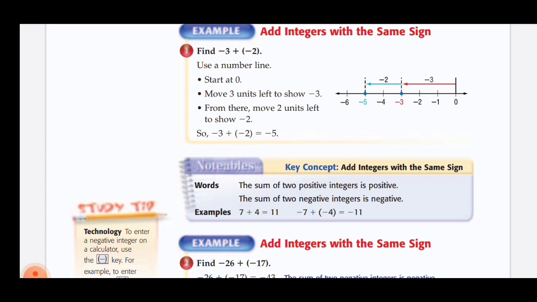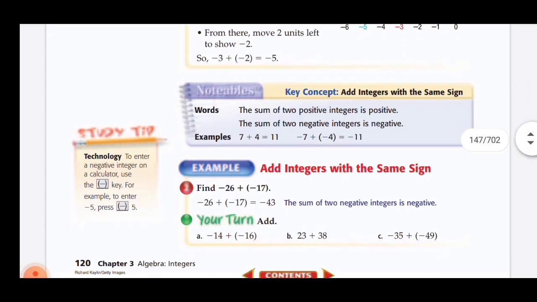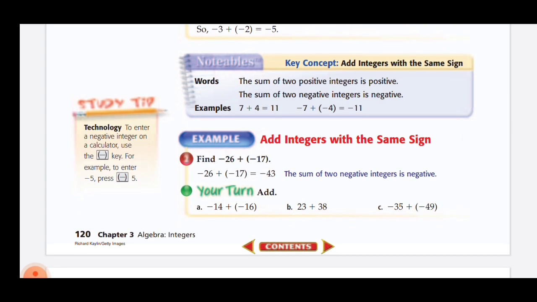Notables. Key concept: add integers with the same sign. Words: the sum of two positive integers is positive. The sum of two negative integers is negative. Example: 7 plus 4 equals 11. -7 plus -4 equals -11.